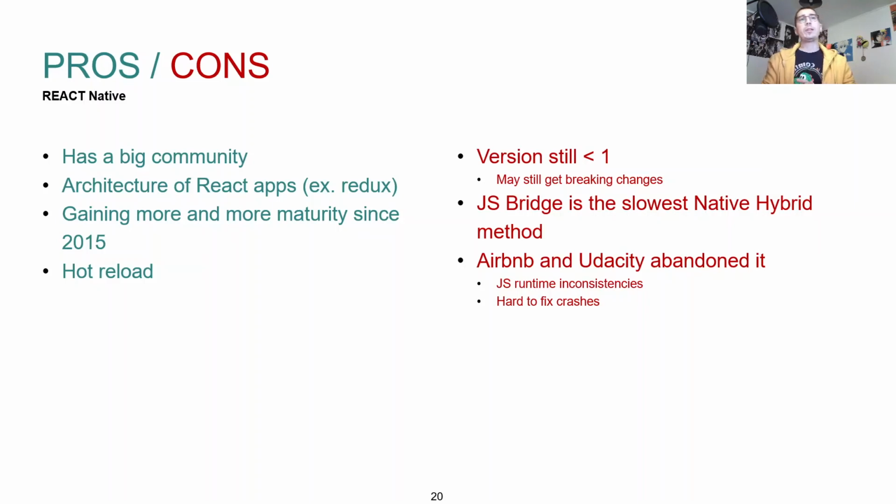And in terms of bad experience, if you want to read about companies or developers that abandoned React Native, you can read the testimony of Airbnb and Udacity, because they had JavaScript runtime inconsistencies and crashes which were hard to fix. So, of course, maybe this depends on the use case, on maybe the architecture of the application. There are many factors, but it's interesting to be careful about these use cases or these events.